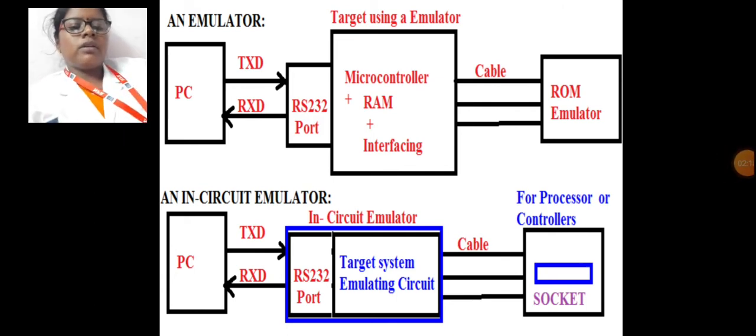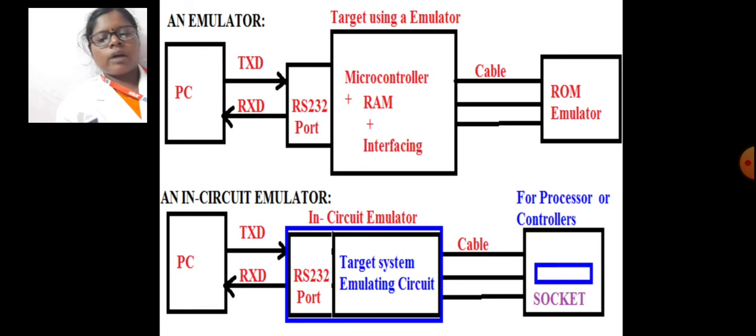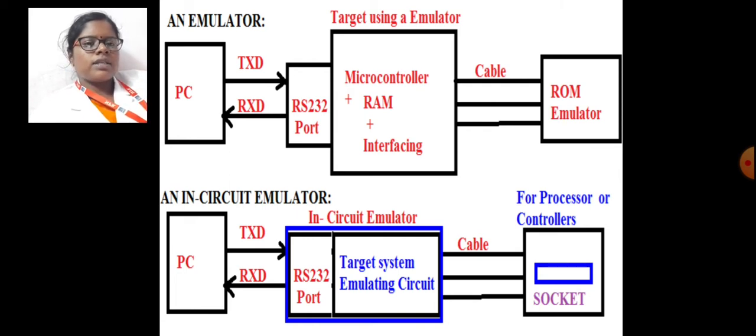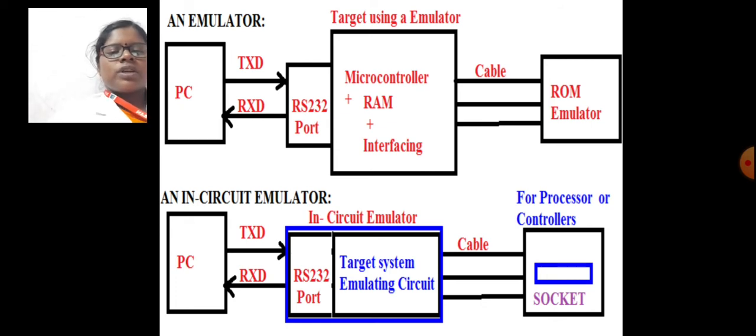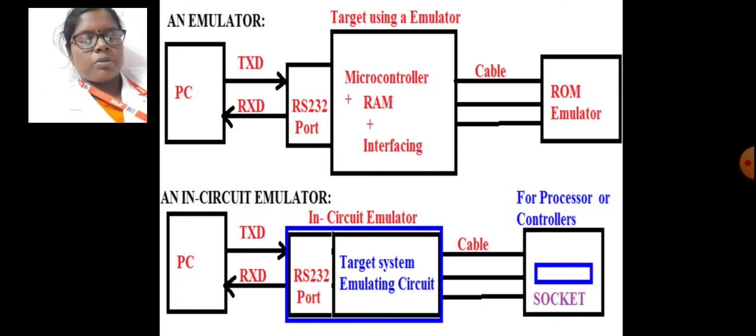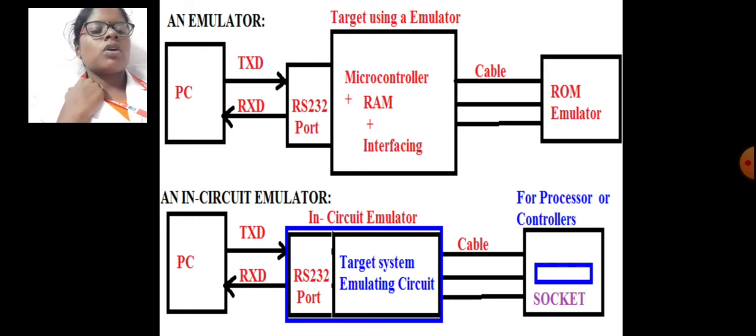An in-circuit emulator is a hardware interface that allows the programmer to change or debug the software in an embedded system. An emulator has a PC transfer and receiver port, and through the microcontroller, RAM and interface, the cable is connected to the ROM emulator target using the emulator. In the in-circuit emulator we have seen the workstation, ICE control, which is a display modifier and which may be a PC, and RS232, which is a dual port memory.